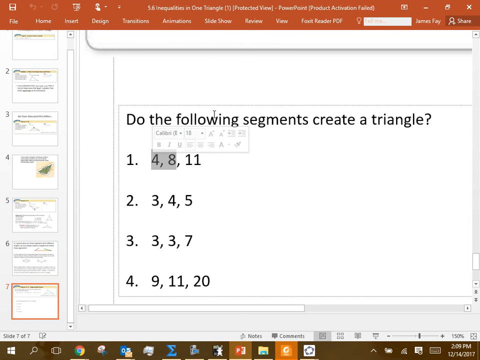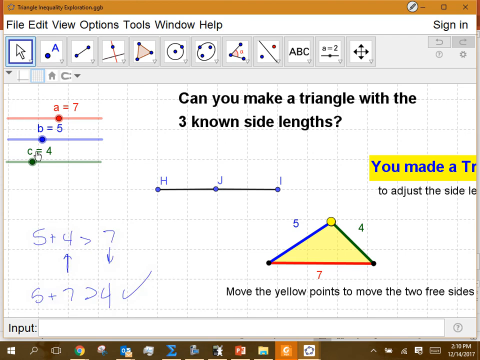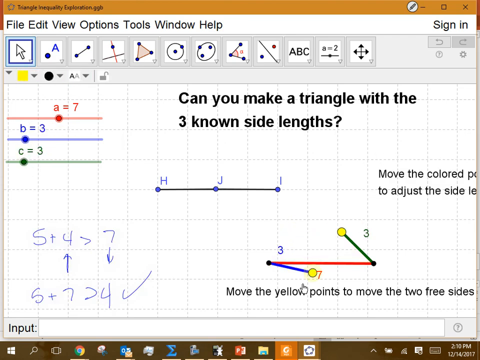If I look at number 3, though, 3 plus 3 is what? 6. Okay, so is 6 greater than the third side? No. So with those three segments, what you get is that picture where we're just rotating these second and third sides, and they're never going to touch, right? There's always going to be a gap between them.